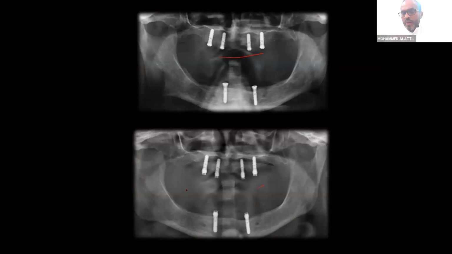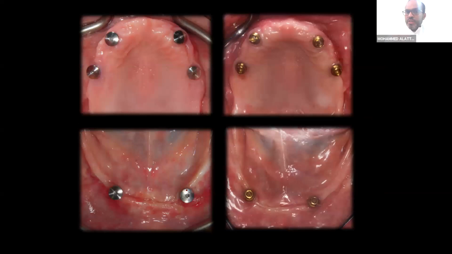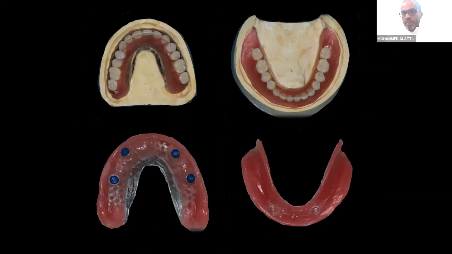This one and this one, after the healing, after the locator placement in that patient. And this is the frontal view of the final prosthesis. And this is the occlusal view for the maxillary and for the mandibular.